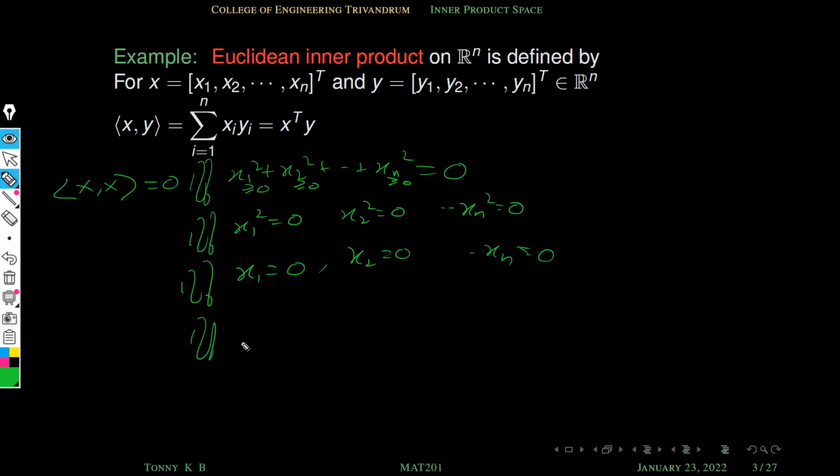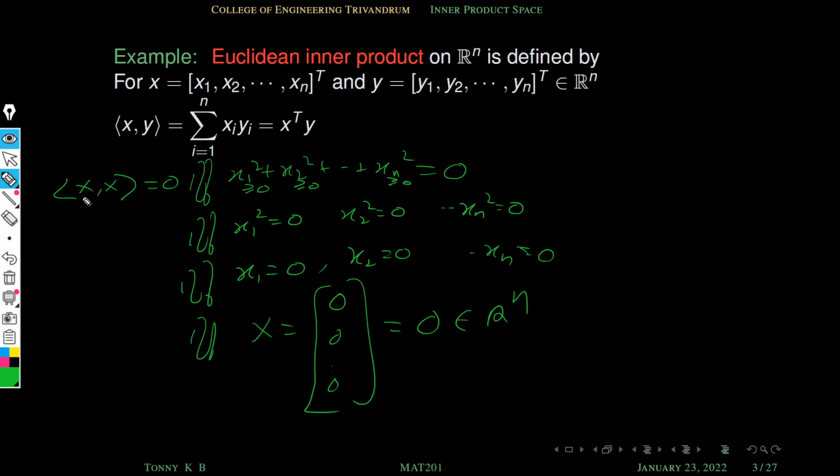So what is the meaning? This means our capital X equal to 0, 0, etc. 0. This is the 0 vector in Rn. Clear? So the inner product of x with x equal to 0 if and only if x equal to 0. The converse part is also very clear. If x equal to 0, 0, 0, then all the x's are 0, then their squares are 0, then their sum equal to 0.